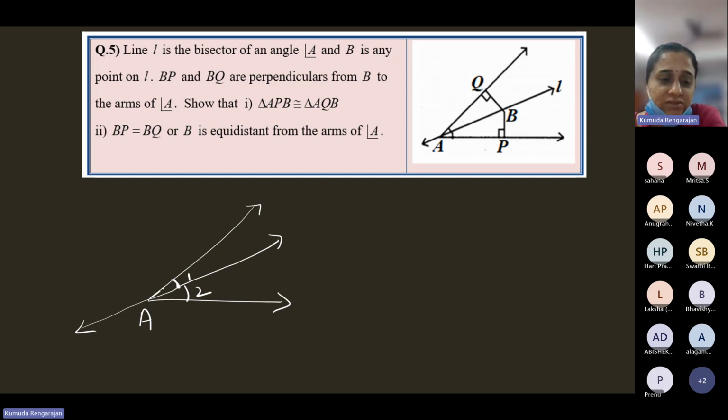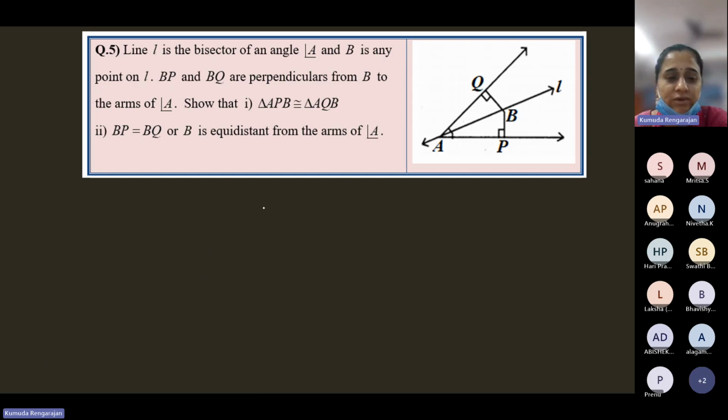So we know that this is one arm of angle A, and this is the other arm of angle A. Now from this point B, B is any point on L. I didn't read that, I think I missed reading that.